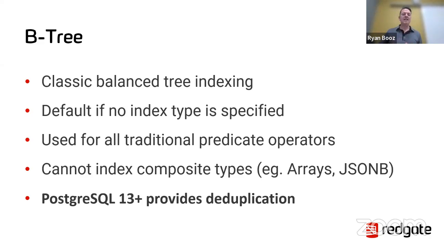Now, one of the neatest things that's happened over the last couple of years in Postgres with the btree index is an improvement that was made in optimization in Postgres 13, where now btree indexes can be deduplicated.